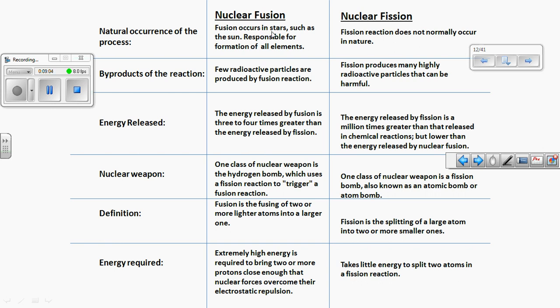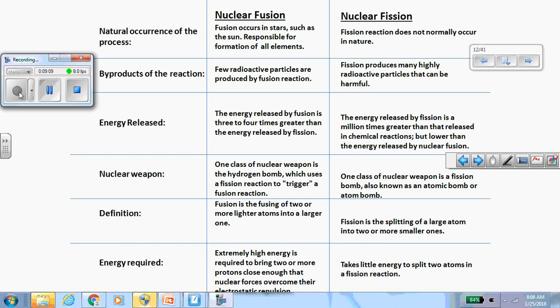Fusion can occur naturally. It occurs in the stars, such as the sun. Fusion is also responsible for the formation of all elements. The byproducts of fusion would be few radioactive particles. So there are a lot of advantages of nuclear fusion reactions.